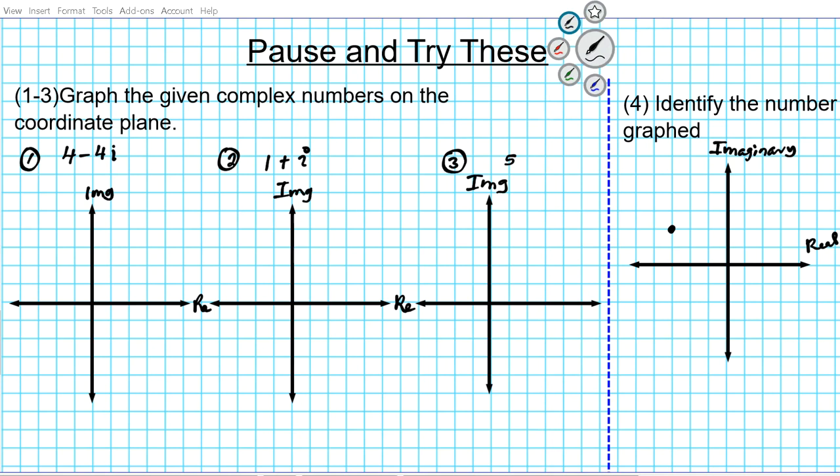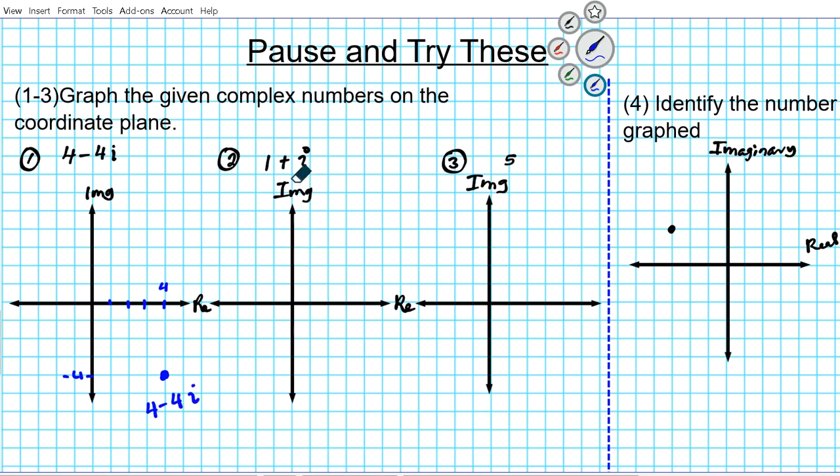Welcome back. Hopefully you had a chance to try the problems. Let's take a look at the graphs. The points that are graphed. So 4 minus 4i, this complex number is obviously a is 4, and b is negative 4. So we're going to go 1, 2, 3, 4 for the real part. The imaginary part is negative 4. 1, 2, 3, 4, negative 4, and 4. They meet right here. Bam. So that's the answer. This point right here is 4 minus 4i.